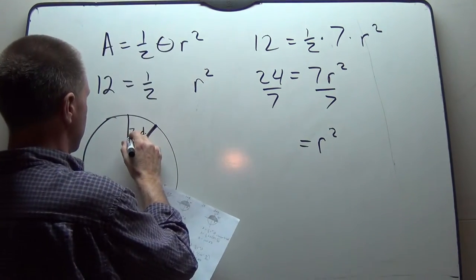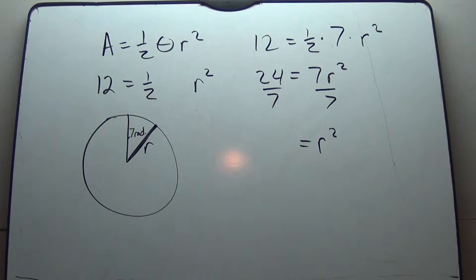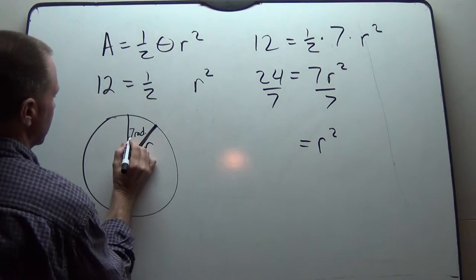I'm sorry, this is 0.7 in the book. Let's make sure this is right. It does say 0.7. So 0.7.